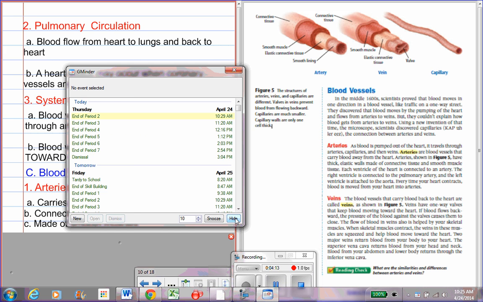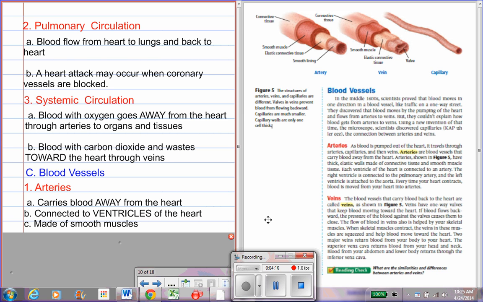Uh-oh. Time for the third period to come here.